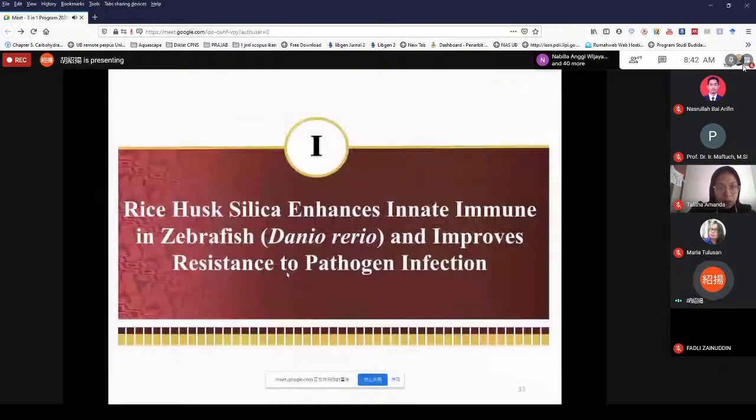The first study case I introduce is rice husk silica, because we are trying to develop rice husk silica as an immunostimulant. So the topic here is: rice husk silica enhances innate immunity in zebrafish and improves resistance to pathogen infection.